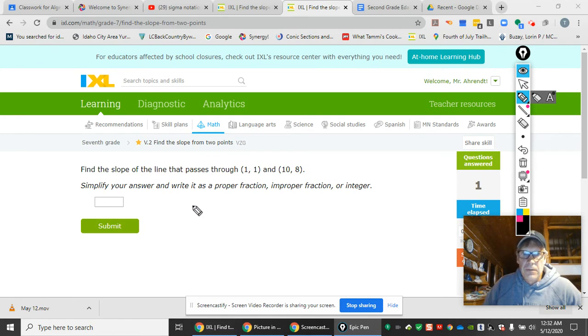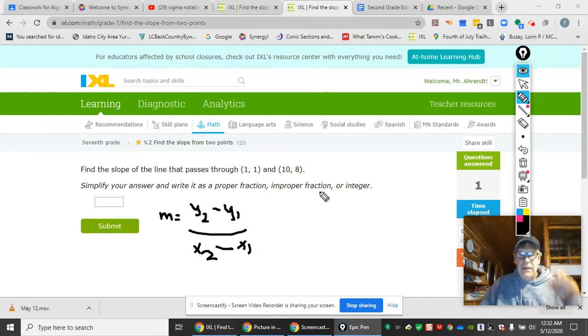All right, let's remember your formula here. So m is slope. I'm going to take my second y minus my first y. And I'm going to take my second x. Ooh. Let's erase that. Try that again. I'm going to take my second x minus my first x. Try to go a little faster here.